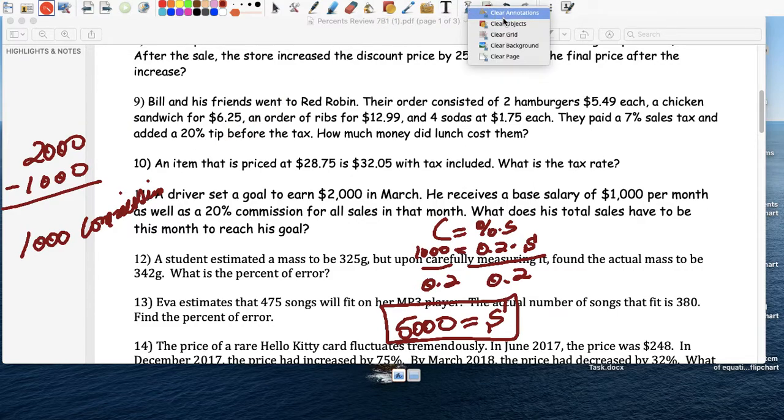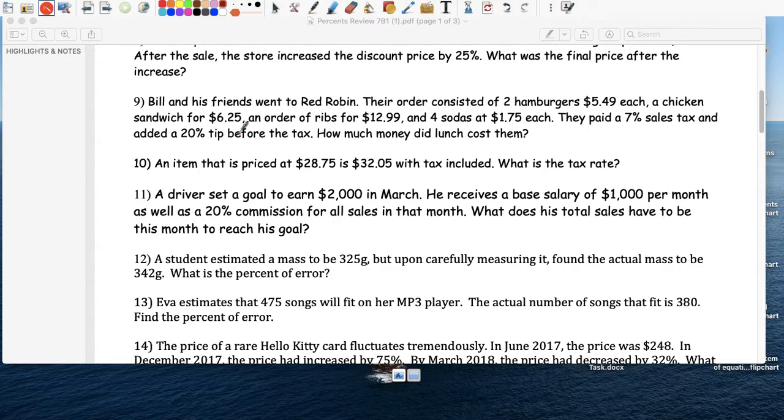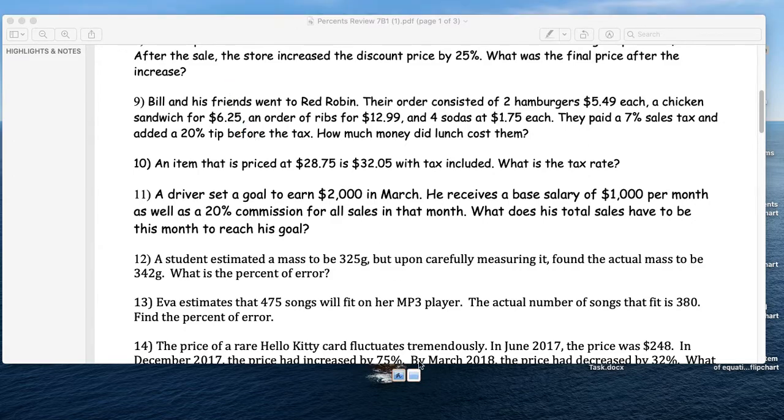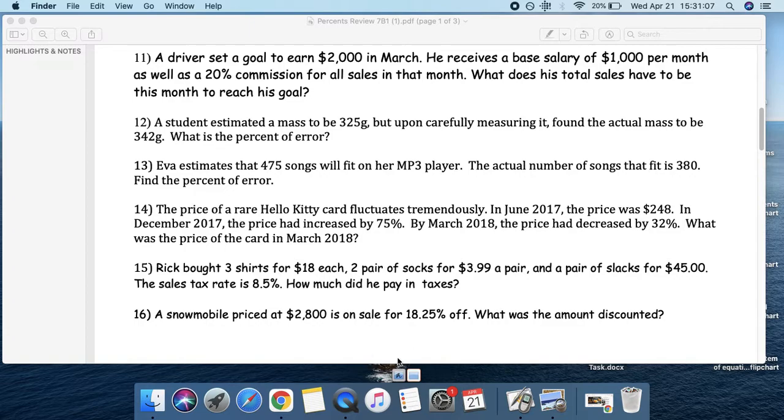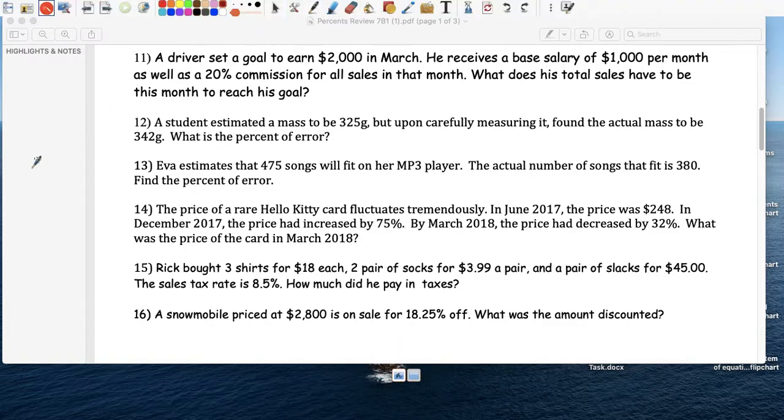Okay. Percent of error. You'll definitely have a question on percent of error. So remember, percent of error is very similar to the percent change. Percent of error is the actual minus the estimate, over the estimate. A student estimated the weight of something to be 325 grams, but the actual weight was 342. So let's do 342 minus 325, over 325.